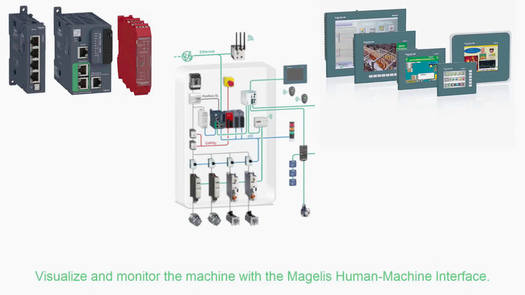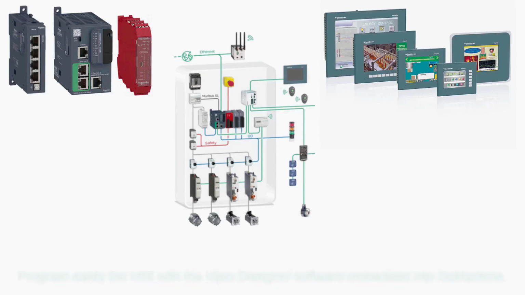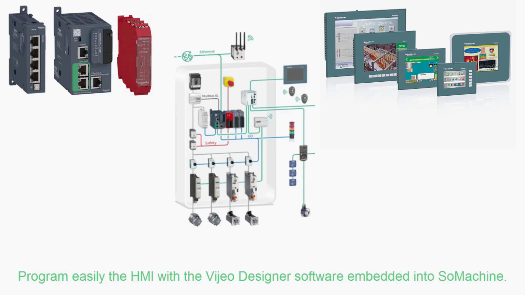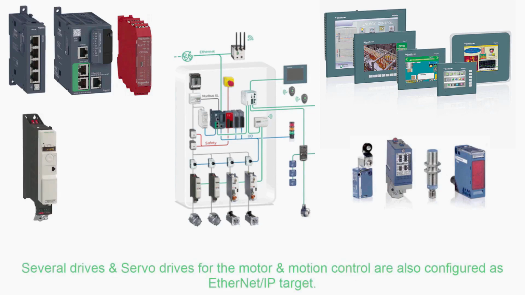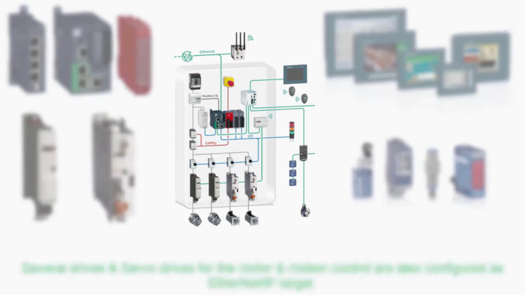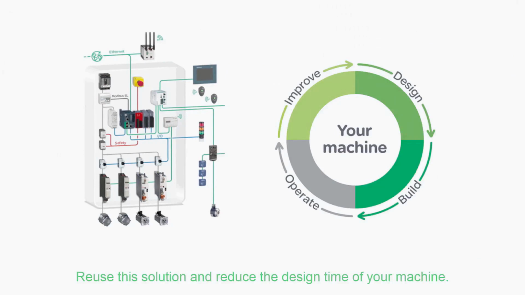Visualize and monitor the machine with the Magellan human-machine interface. Program easily the HMI with the VGO Designer software embedded into SoMachine. This TVDA includes different industrial sensors to provide feedback to the logic controller. Several drives and servo drives for the motor and motion control are also configured as Ethernet IP targets. Reuse the solution and reduce the design time of your machine.